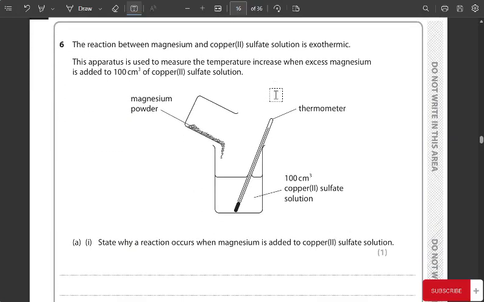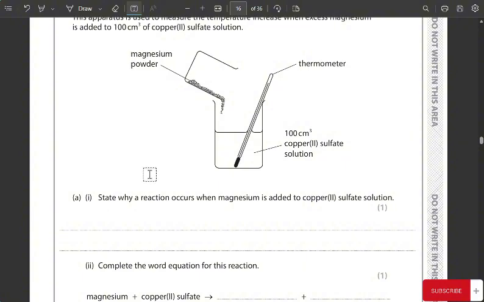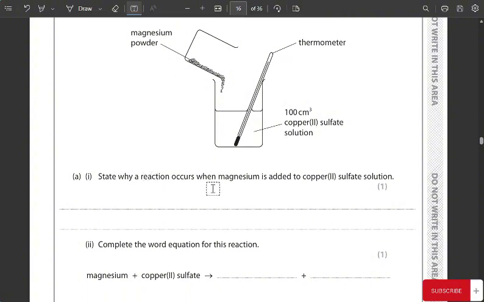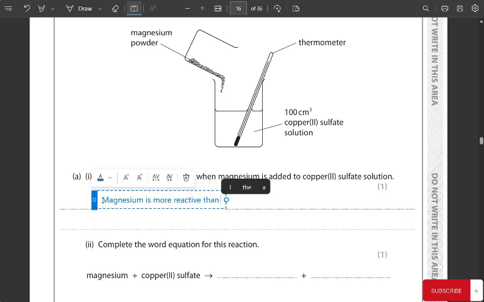And 6.1. The reaction between magnesium and copper sulfate solution is exothermic, meaning it gives out heat to the surroundings. This apparatus is used to measure the temperature increase when excess magnesium is added to 100 cm³ of copper sulfate solution. Okay, you can see the experiment here. State why a reaction occurs when magnesium is added to copper sulfate solution. Because magnesium is more reactive than copper. It is the biggest reason.